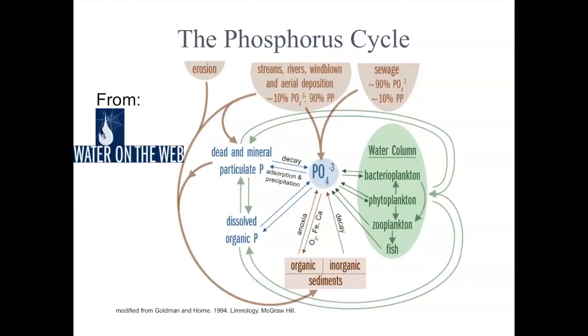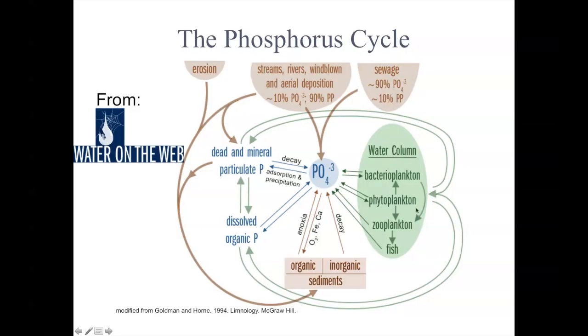Eventually that also begins to leach out into the environment and cause eutrophication problems, in this case often to freshwater bodies. The phosphorus cycle is a little bit different. Remember, nitrogen starts in the atmosphere. Phosphorus is a mineral-based nutrient that starts really in the soils itself.